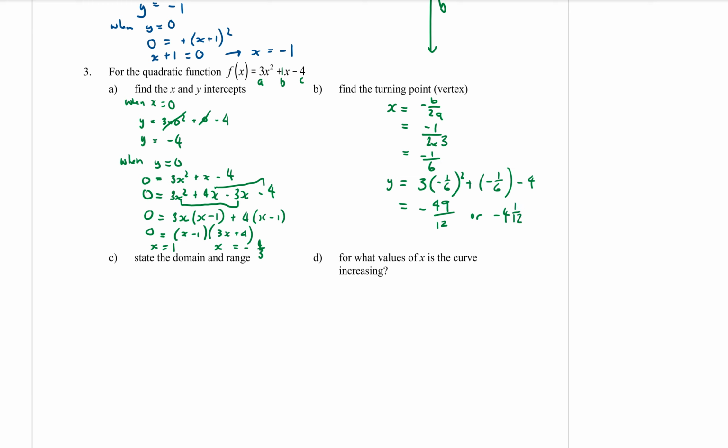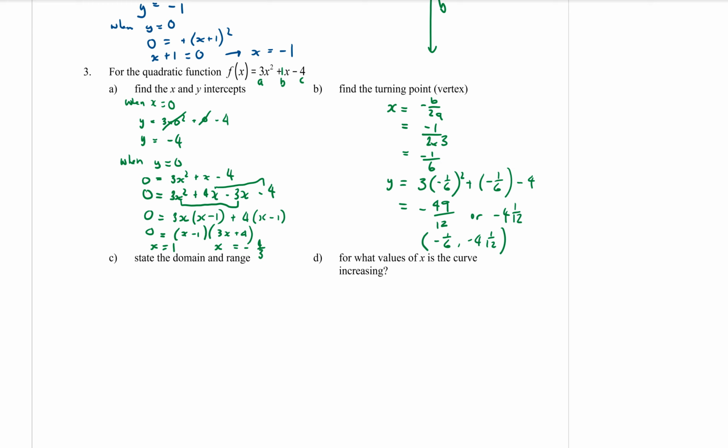So the turning point, I'm asked for a point, I should write it as a point, negative 1/6 and minus 4 and 1/12. Not very nice numbers. Now I know sometimes it's daunting when you're in the test and you think, oh, these numbers aren't working out very well and you're worried that you're getting it wrong. They're not always going to work out nice.